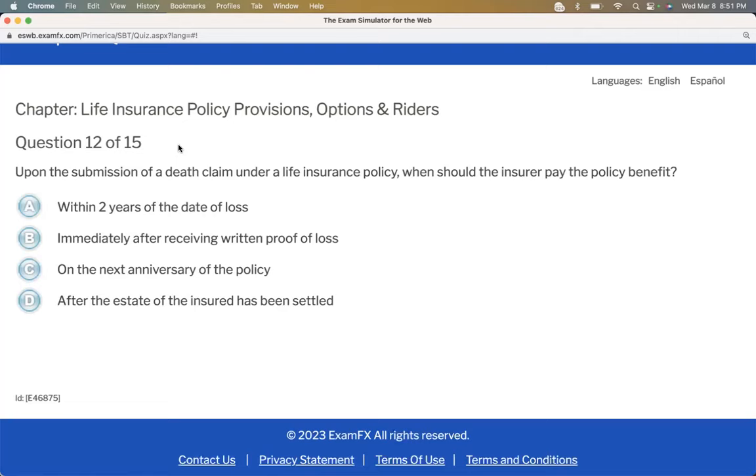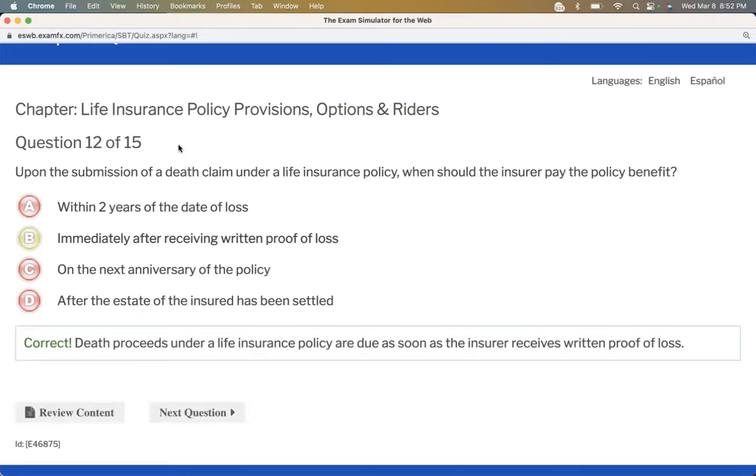Upon submission of a death claim under a life insurance policy, when should the insurer pay the policy benefits? Is it A? Within 2 years of date of loss? No, that's too late. That's too much time. Immediately after receiving written proof of loss, at the next anniversary, after the estate of the insured has been settled. No, it has to be B. It has to be pretty quick. You know what I mean? Immediately. A, C, and D sound like they're procrastinating, they're lagging. No, the insurance companies are not allowed to withhold proceeds. The clients need it right away, you know?